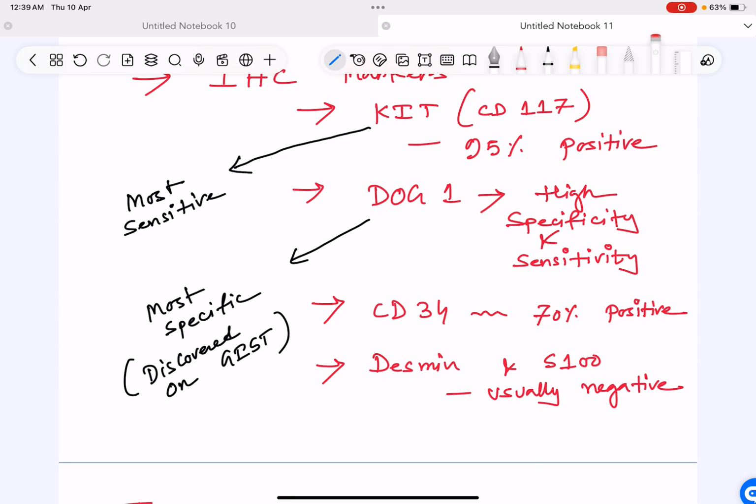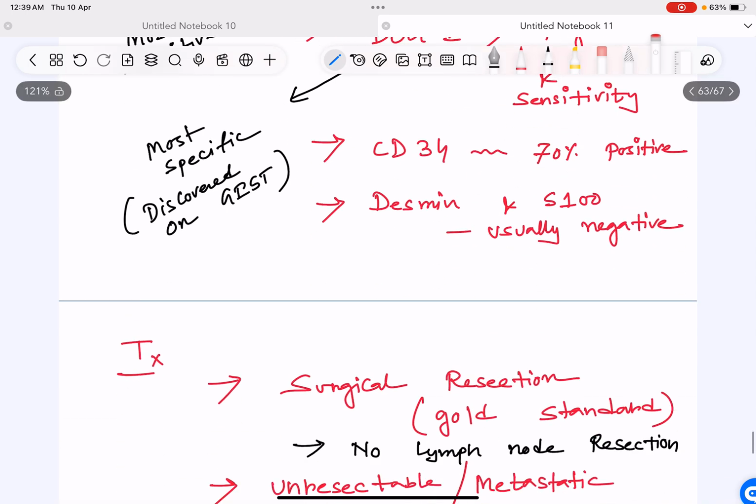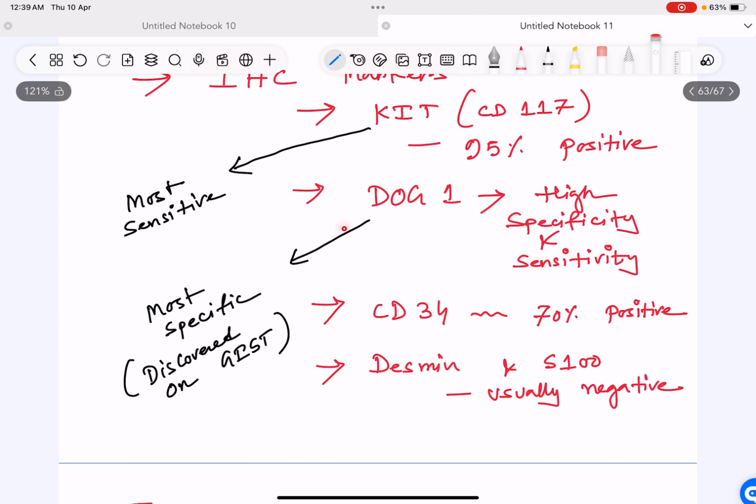CD34 is positive in 70% of cases. So KIT, DOG1, CD34. Desmin and S100 are negative. They are positive when the tumor is of muscle origin. Because it's not a muscle origin tumor, it's a mesenchymal tumor, but it is a non-muscle origin mesenchymal tumor. So Desmin and S100 are negative.